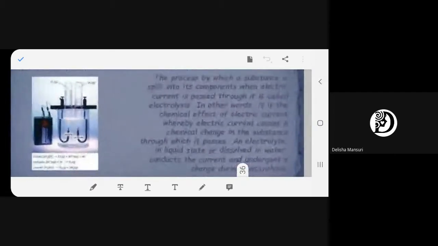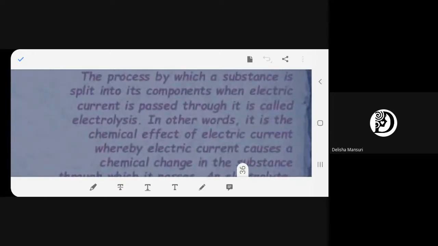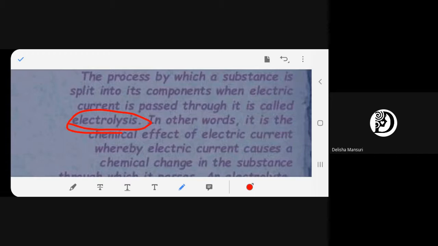Okay. Now, the process by which a substance is split into its components when electric current is passed through it is called electrolysis. So all of you understood? We are breaking the components by passing electricity. This process or phenomenon is known as electrolysis. Any problem regarding this? No, ma'am.